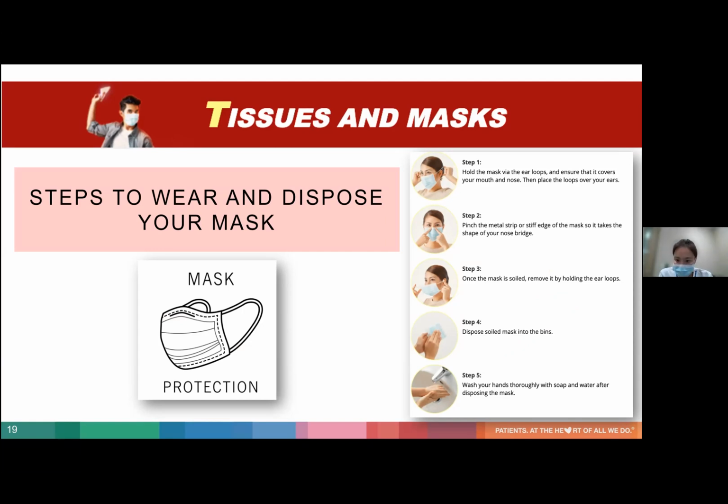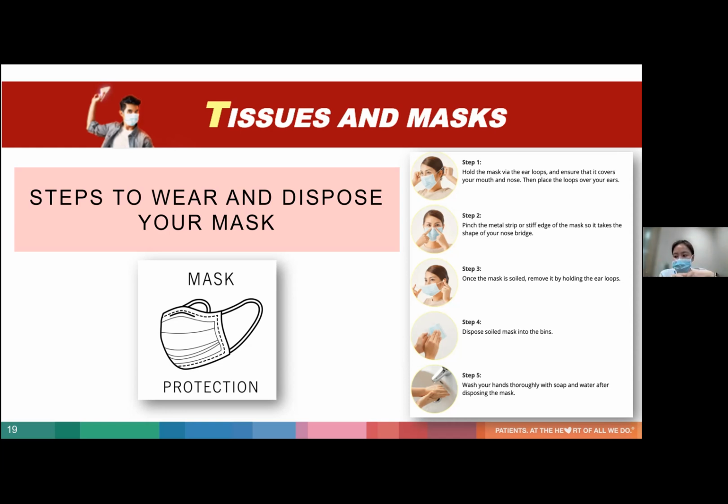And if your mask is soiled, like after you sneeze, after you cough, or when you sweat a lot, you are supposed to change it. So when you remove your mask, don't just hold from the outside. You have to hold on to the ear loops and remove it without touching the outside. Okay, and then find a rubbish bin and throw it away.